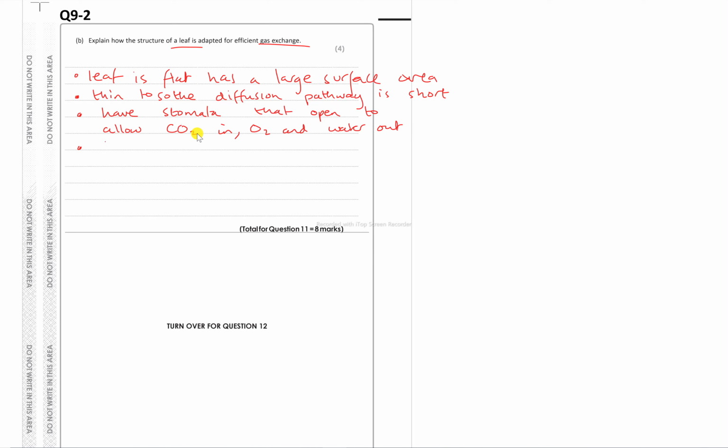You also have the spongy mesophyll layer. Mesophyll, I think it's double L. Spongy mesophyll layer that has air gaps and is moist. Right, that should cover the 4 marks. Yeah, that's done it.